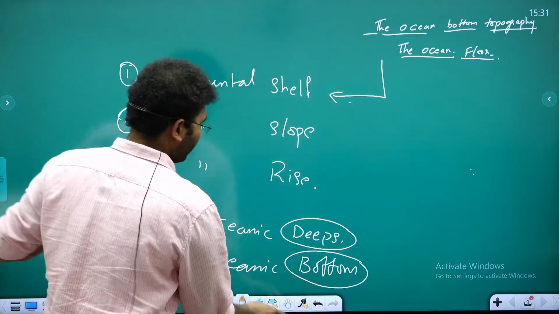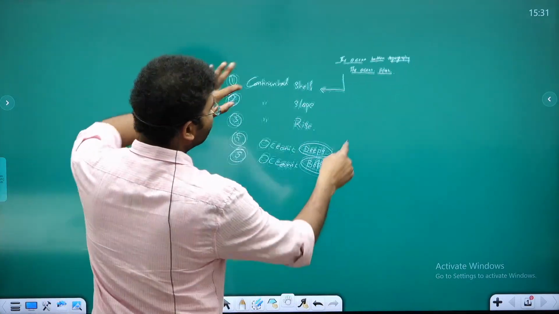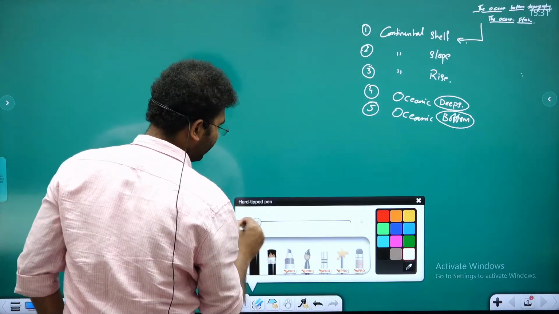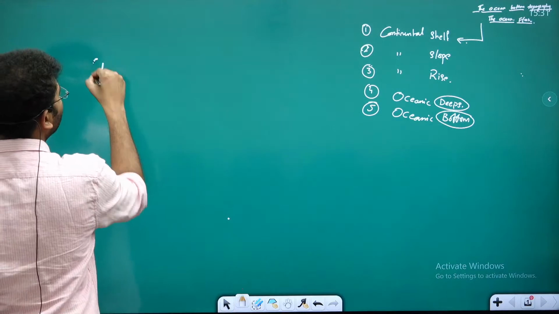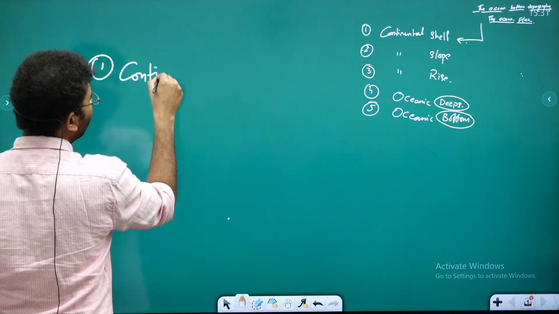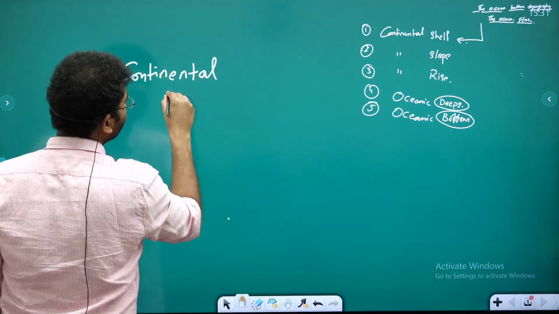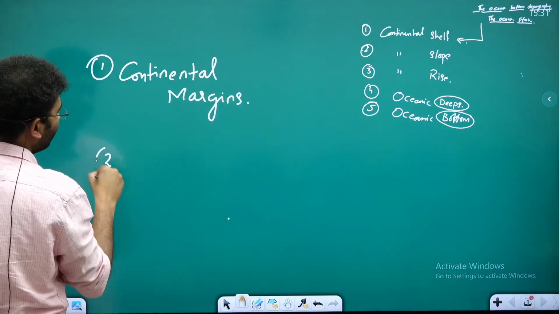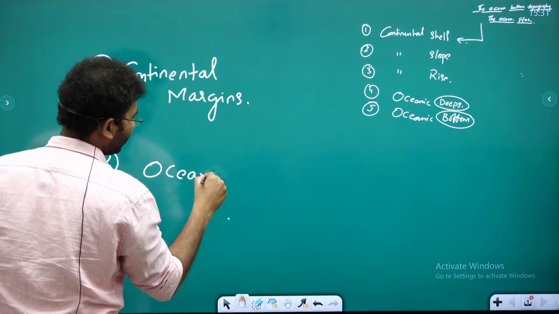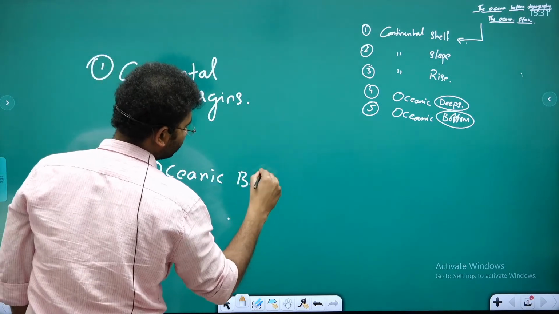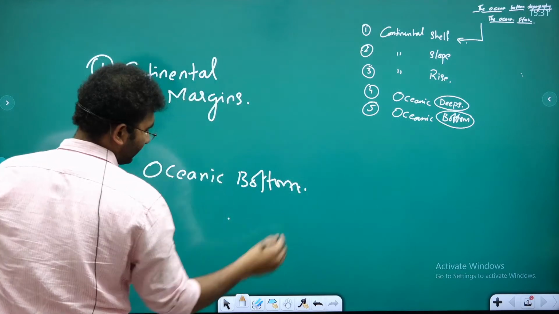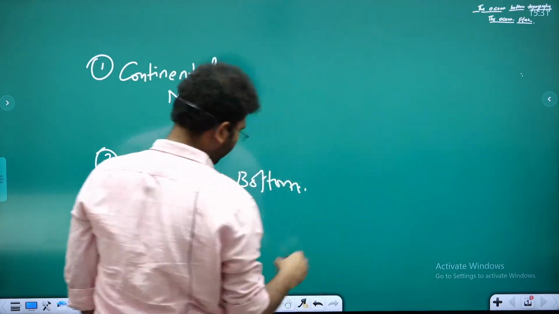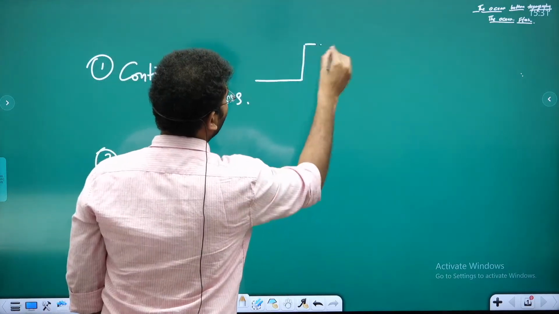Now, even this entire ocean can be classified into two different types. Now that can be studied under, first one, the continental margins, right? And then you have the oceanic bottom. See, your entire continental margins, they can be divided into one.